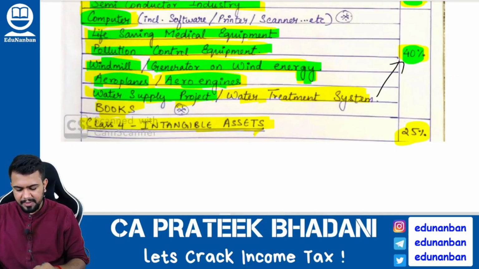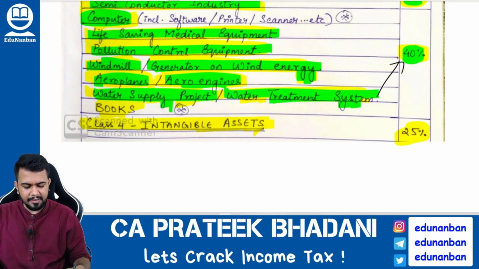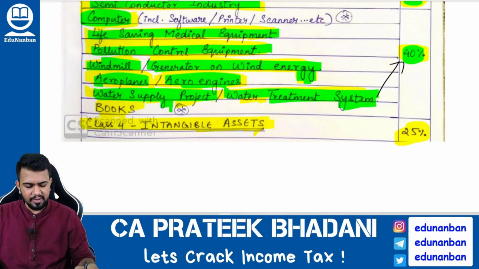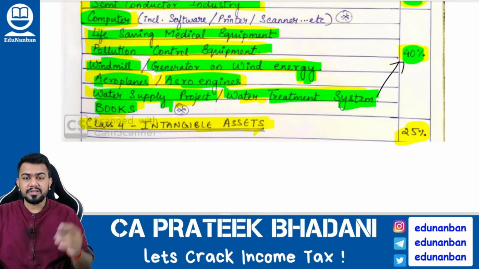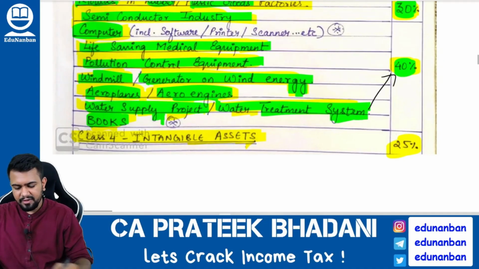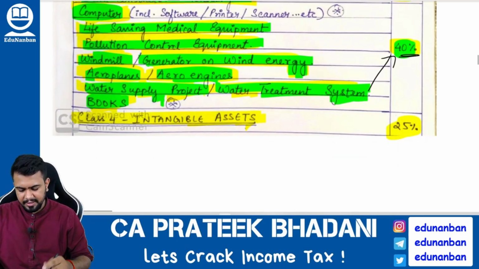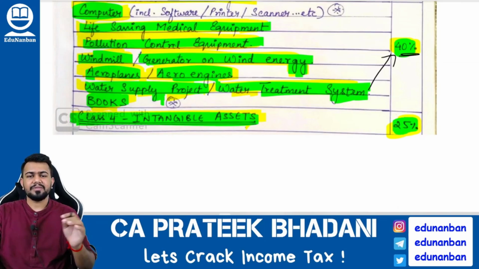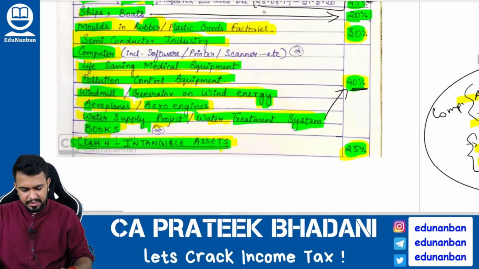Then for a water supply project or water treatment system, if it is a building also 40%, if it is a plant and machinery also 40%. Then books are also covered in the meaning of plant and machinery, and that is why the rate of depreciation is 40%. Now let's come to intangible asset. So class 4 is intangible asset. Rate of depreciation for intangible asset is 25%.